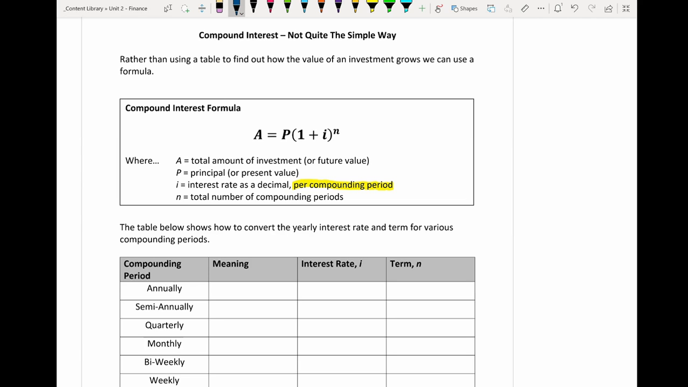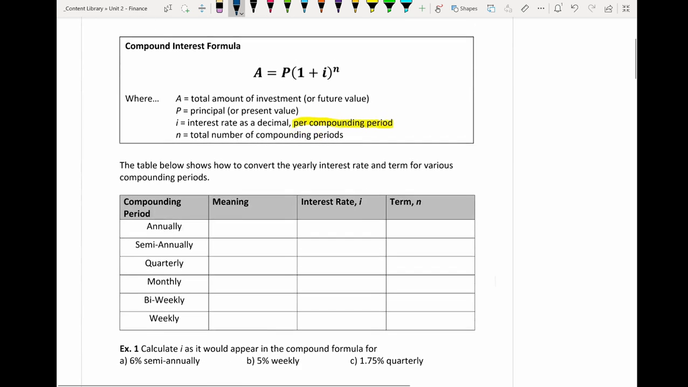We're going to look a little bit at that compounding period part, and we're going to look at a table. The table shows how to convert the yearly interest rate and term for various compounding periods. Your question will usually give you the compounding period, the yearly interest rate, and usually the length of the term in years. So we have to make some changes to that.